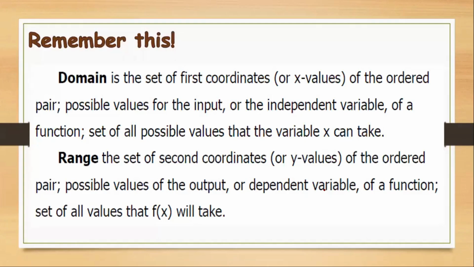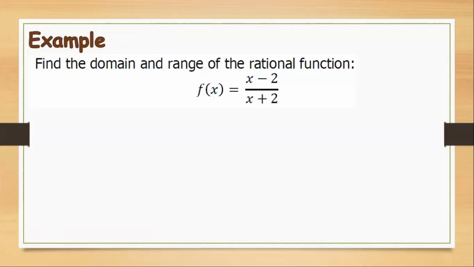Okay, so let's remember this first. Domain is a set of first coordinates of the ordered pair, possible values for the input or the independent variable of a function. It is the set of all possible values that the variable x can take. And the range is the set of second coordinates of the ordered pair, possible values of the output or dependent variable of a function, the set of all values that f of x will take. So find the domain and range of this rational function.